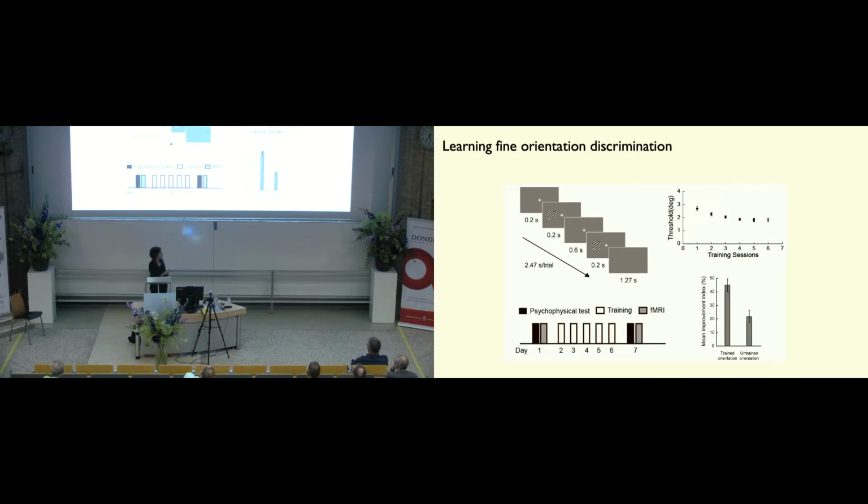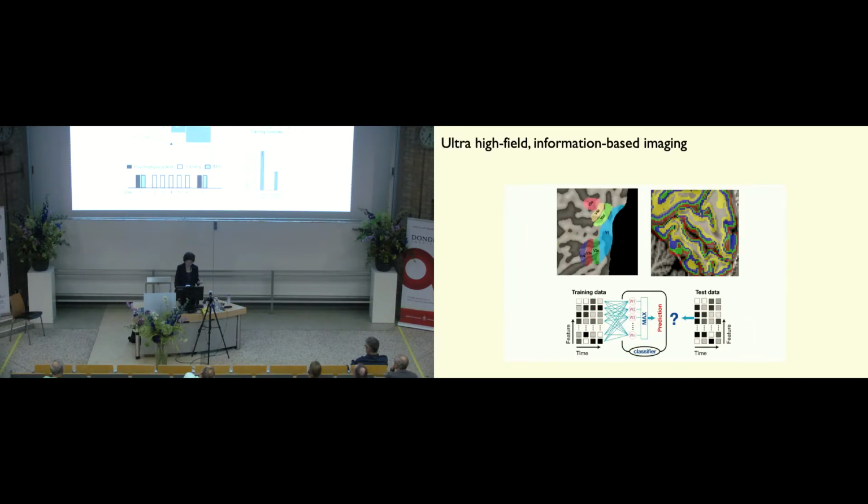And this effect is very much dependent on the trained orientation. Specific to the trained orientation, we see very little improvement for the untrained orientation. Now, how can we extract information that has to do with orientation signals in the brain? We know that neurons that encode orientation information are actually at a much higher resolution than even 0.8 millimeters.